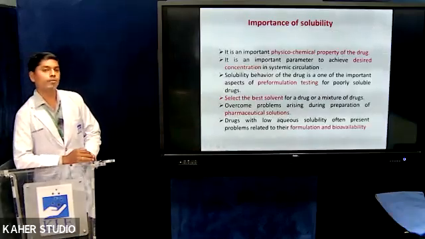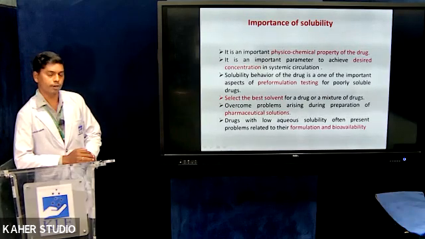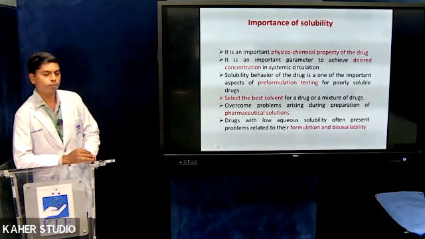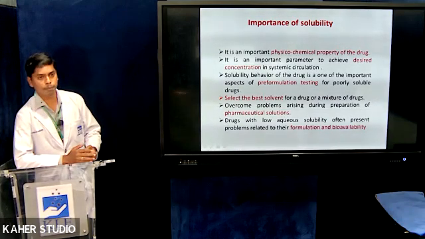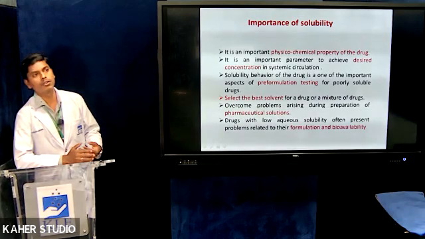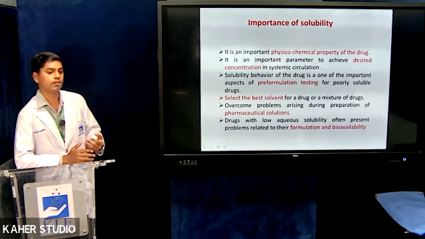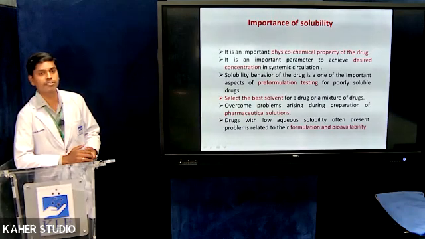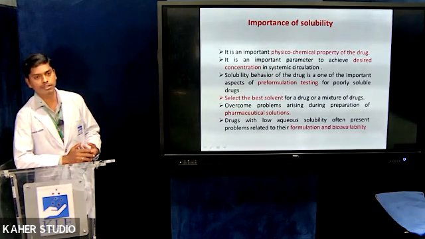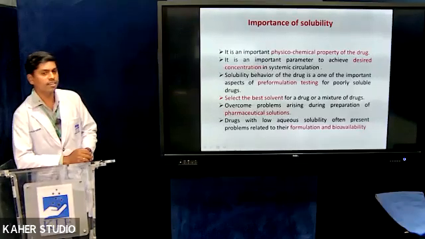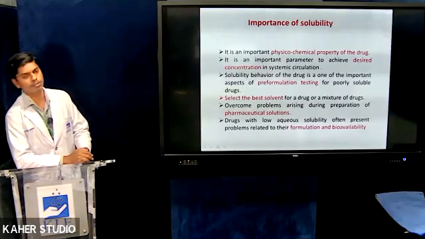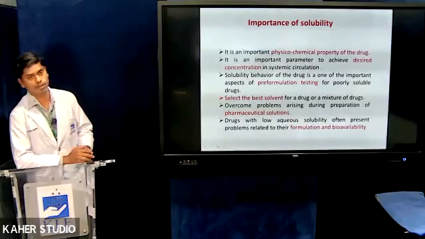Now coming to why solubility is important. Before beginning any research studies or the preparation of solutions, we have seen many students dealing in the practical aspects with the preparation of solutions, mixtures, and elixirs, as well as other drug solutions and stock solutions. At that time, solubility plays an important role. Unless we know the solubility of the drugs, we cannot proceed to further research study.